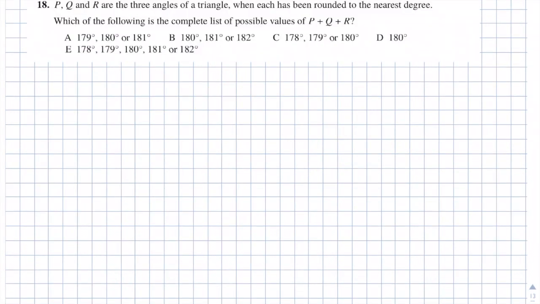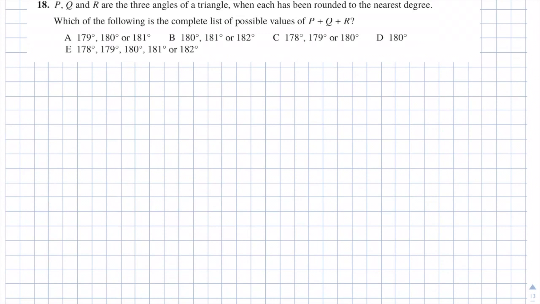Question 18. P, Q and R are the three angles of a triangle. When each has been rounded to the nearest degree, which of the following is the complete list of possible values of P plus Q plus R? The answers are: A is 179, 180 or 181, B is 180, 181 or 182, C is 178, 179 or 180, D is 180, E is 178, 179, 180, 181 or 182.